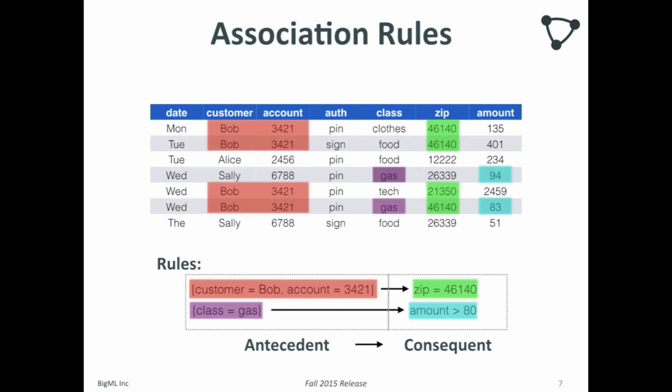So an important thing to notice at this step is that the antecedent can contain multiple criteria, like in the example above where the customer is Bob and the account number is 3421. However, the consequent is always a single criteria.